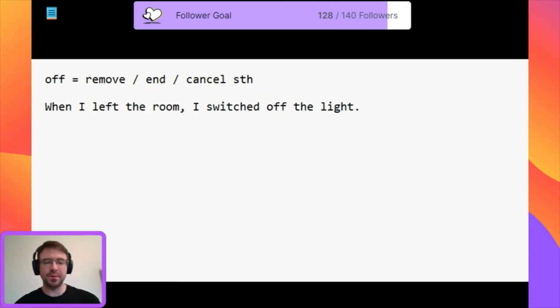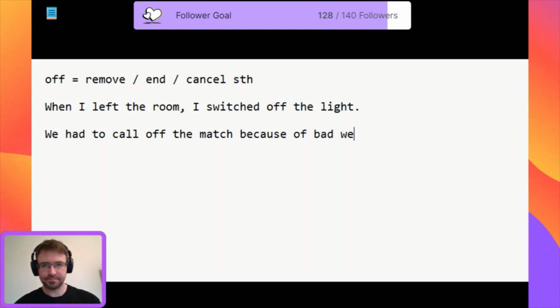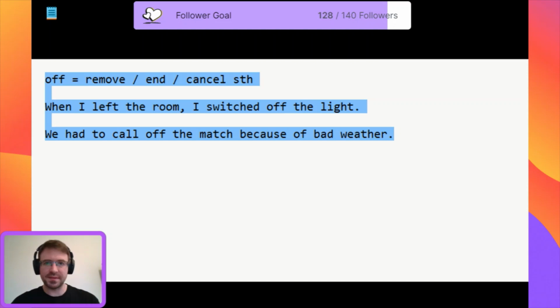Or for example, we had to call off the match because of bad weather. So here to call off means to cancel something when it is in progress. So off usually has this meaning of removing, ending, or cancelling something.